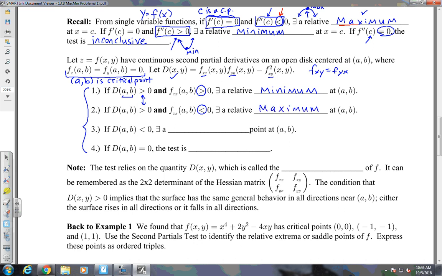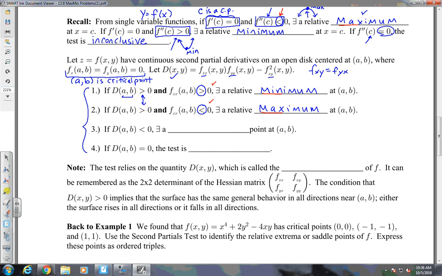So I'm going to find D, and I'm going to plug in my critical value. If D is positive, I'm also going to check the sign of the second derivative. A positive second derivative indicates a minimum. A negative second derivative indicates a maximum.